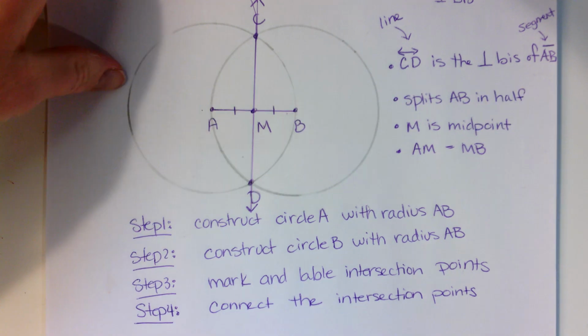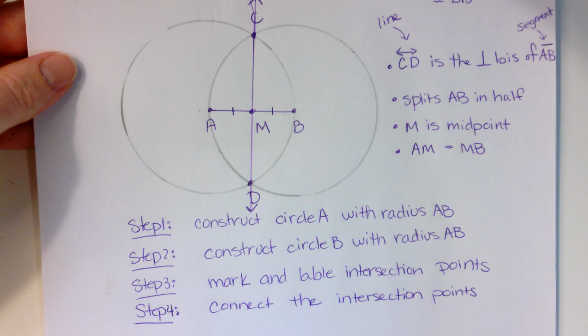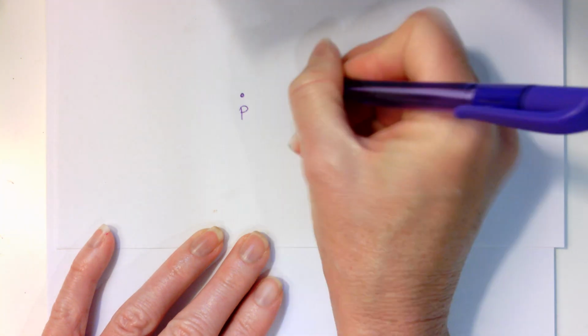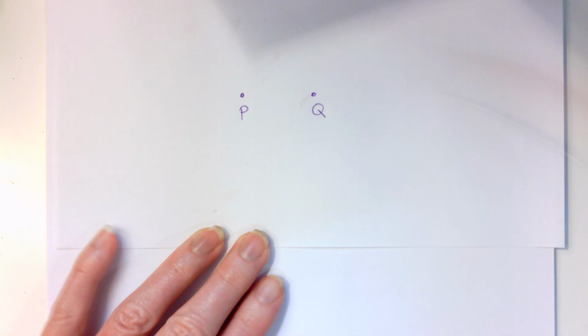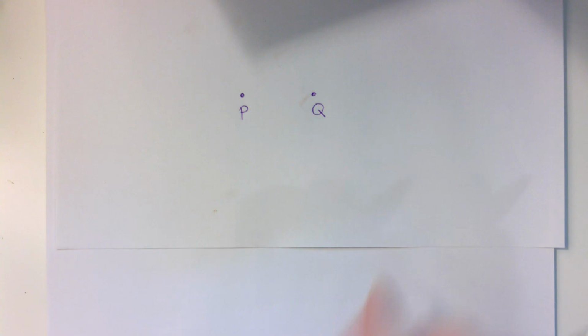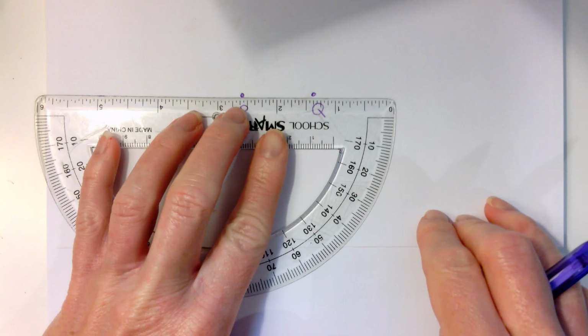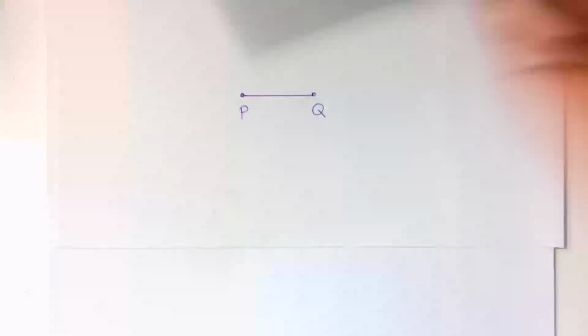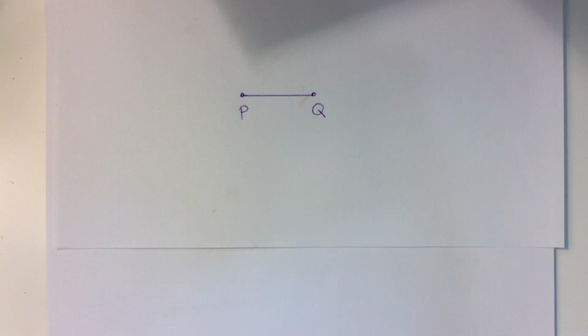Let's try this one more time. I'm going to move my paper up and create a new segment. This time, draw a point P and some distance away, draw a point Q. Let's join them to create segment PQ. If this was a construction problem, my problem would probably say to construct the perpendicular bisector of PQ.